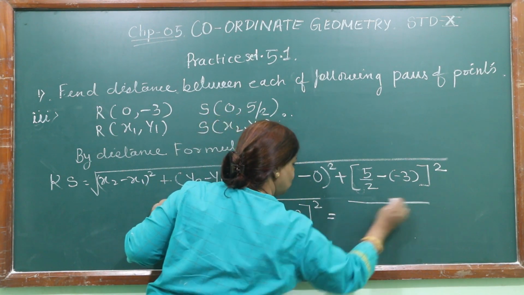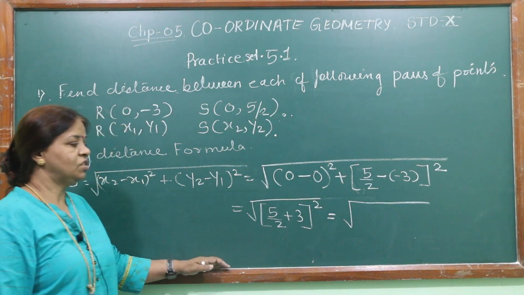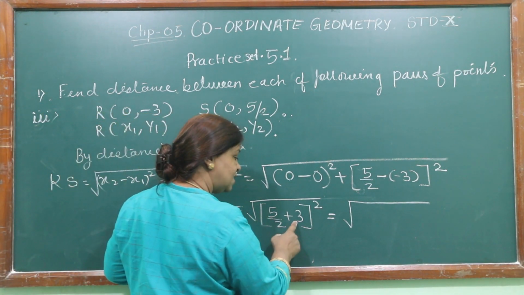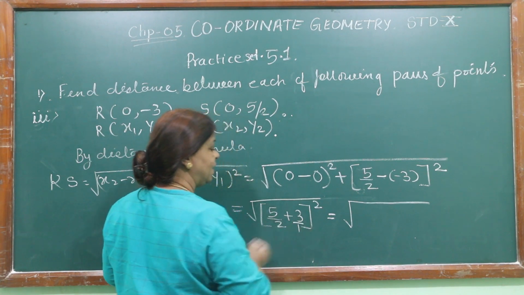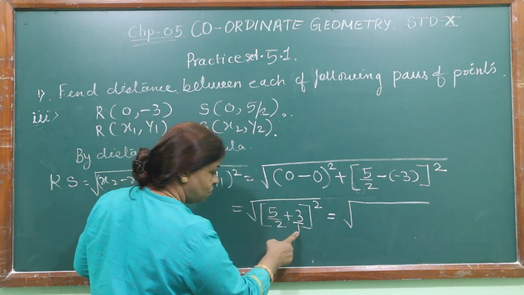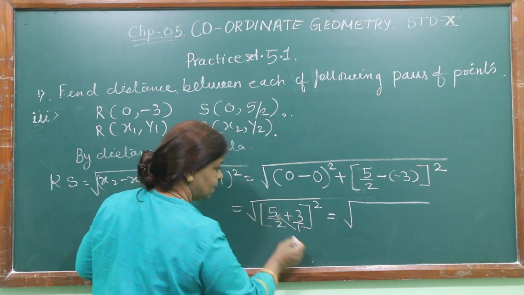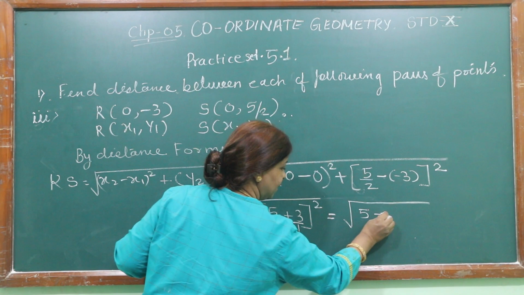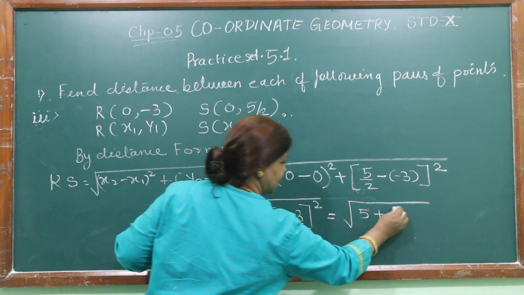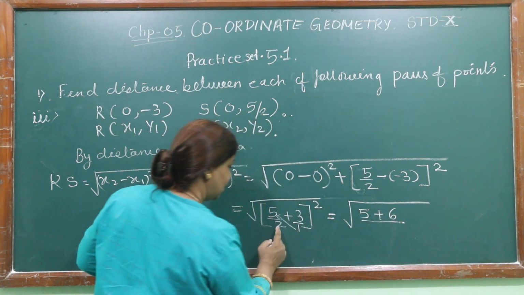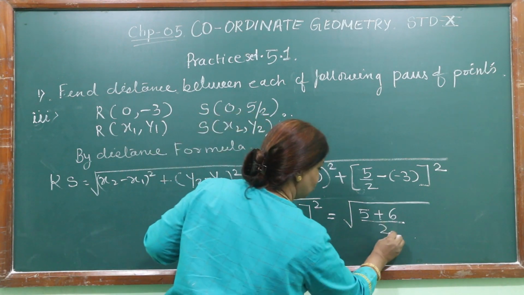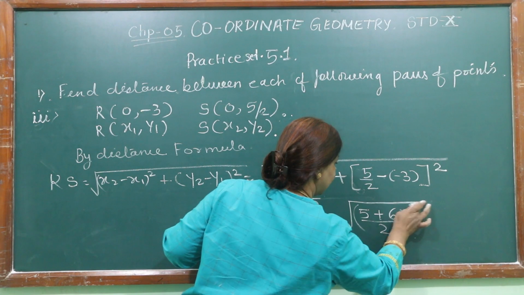Children, calculation is very, very important. I know children are not able to do it. Now here this is 5 upon 2 and this is 3. So we will do cross multiplication now, children. 1 will multiply with 5, so 5. 2 will multiply with 3, and in the middle plus is there. 2 3s are 6. And 2 will multiply with 1. 2 1s are 2. And then it is a whole square.